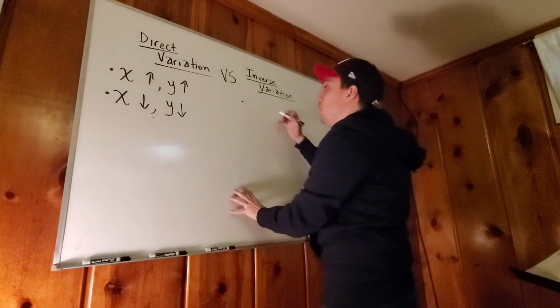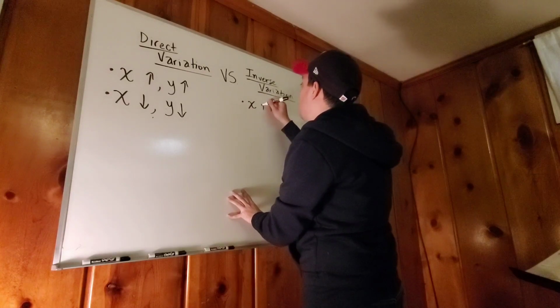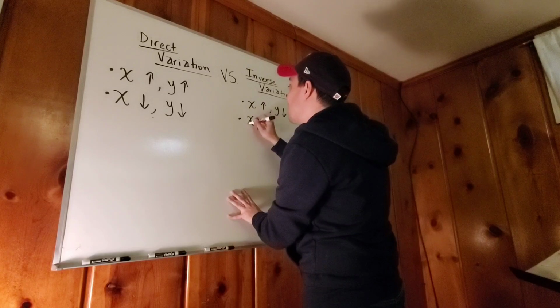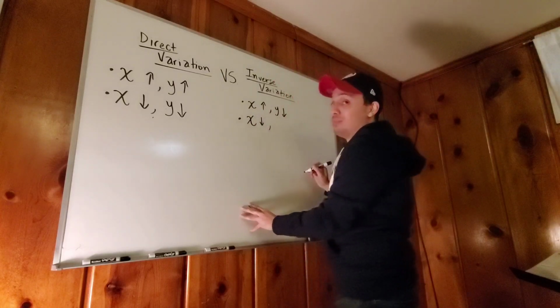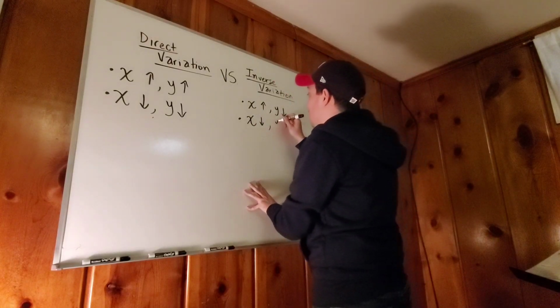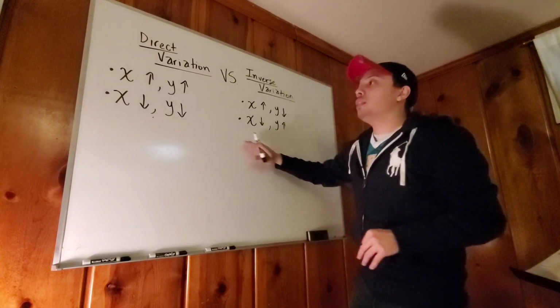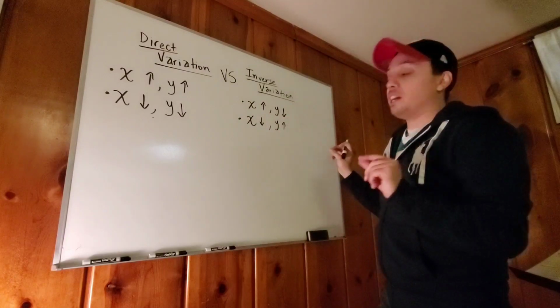For inverse variation, as x goes up, y goes down. And as x goes down, what do you think is going to happen? Y is also not going to go down, but up. It's going to go up. And so that's the main difference at first, at a glance.